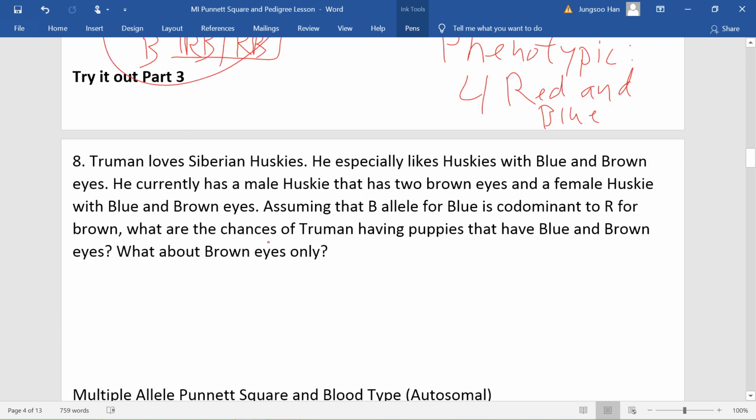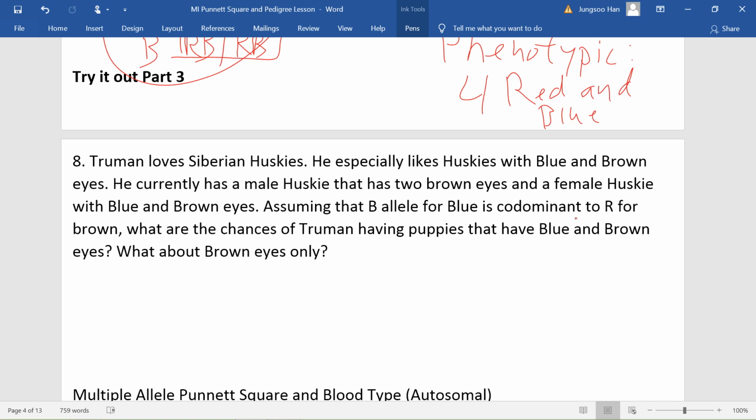Okay, so now we're going to go to our try it out part 3. So Truman loves Siberian Huskies. He especially likes Huskies with blue and brown eyes. He currently has a male Husky that has 2 brown eyes and a female Husky with blue and brown eyes. Assuming that the big B allele for blue is codominant to the big R allele for brown, what are the chances of Truman having puppies that have blue and brown eyes? Okay, what about only brown eyes? Okay, so let's go ahead and do the Punnett square. Oh, sorry. Press pause and then go ahead and try this on your own.